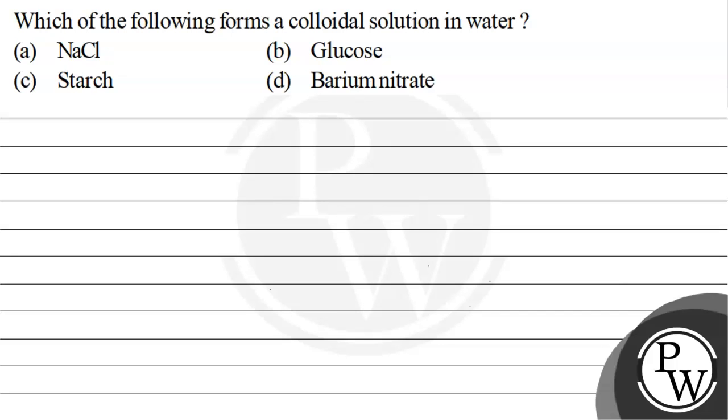Okay, bachcho, so let's read this question. Which of the following forms a colloidal solution in water? A. NaCl, which is sodium chloride. B. Glucose. C. Starch. Or D. Barium nitrate. Now let us talk about the key concept of the question and discuss what is colloidal solution.